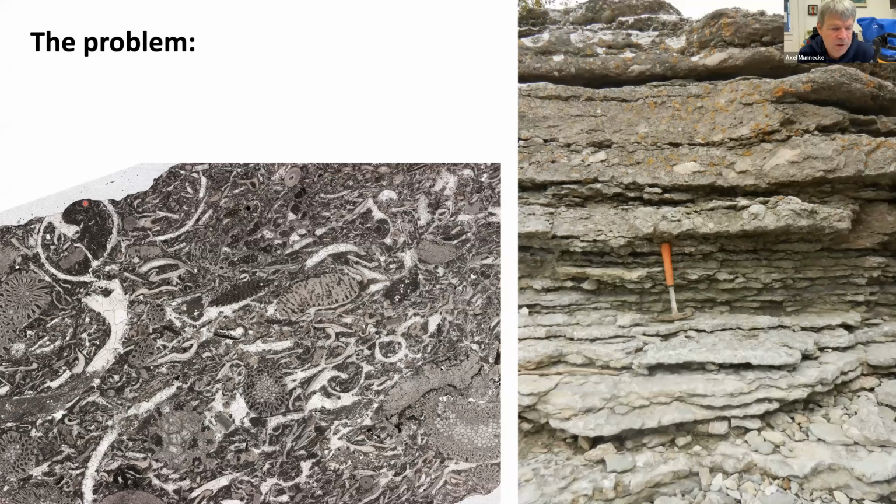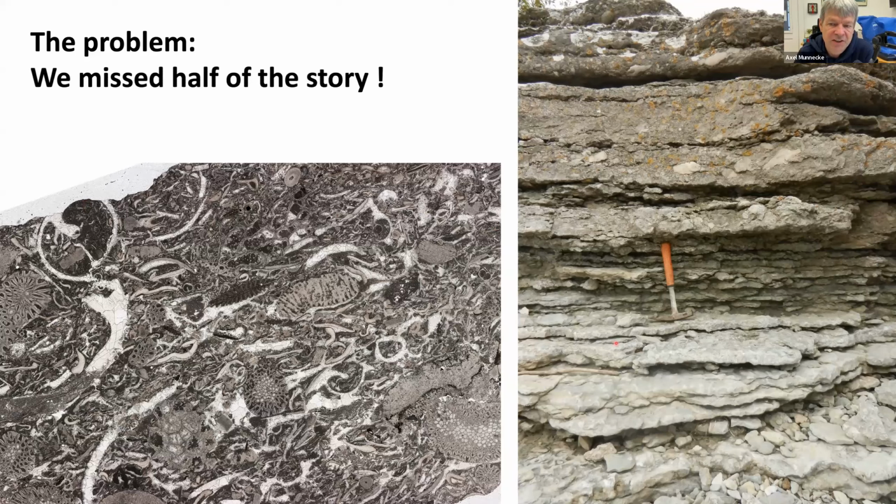So now, why is it a problem? Why should we have a fresh look at carbonate rocks? I think because we missed half of the story. If we look at the section here, where do you take the sample for your thin section? Of course, from these hard layers. This is a nice layer here, or this very coarse reef debris here on top. These are the samples that you take.